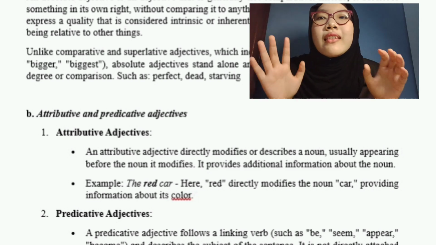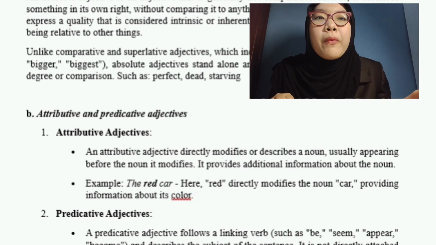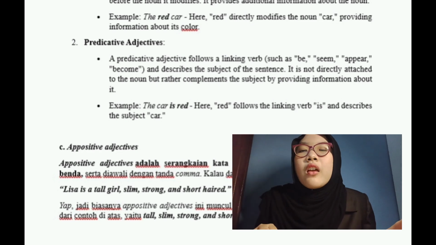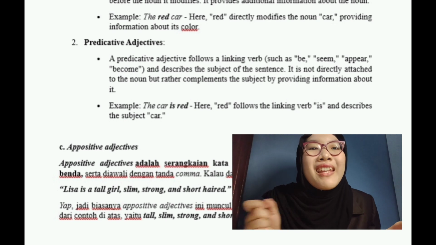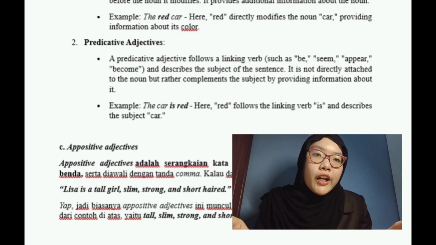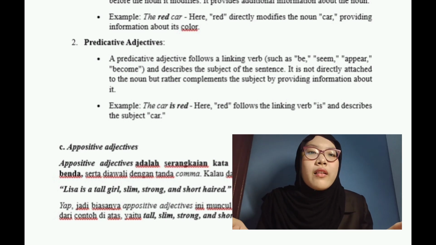It is not directly attached to the noun, but it complements the subject by providing information. For example, the car is red. Red follows the linking verb is, and it describes the subject car. Something like that. It's similar, but not the same.